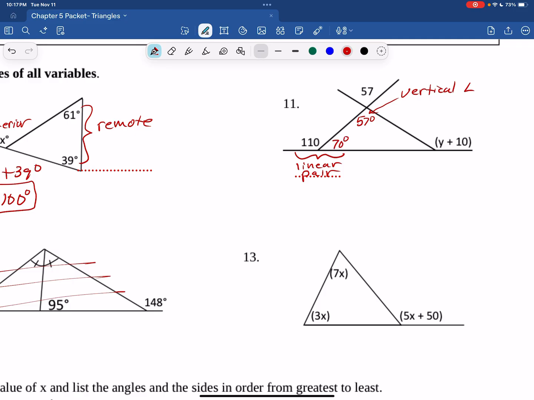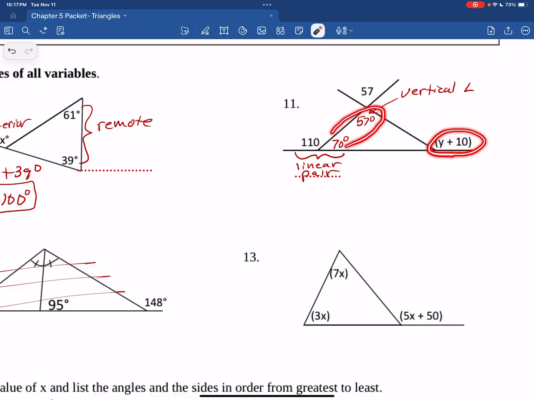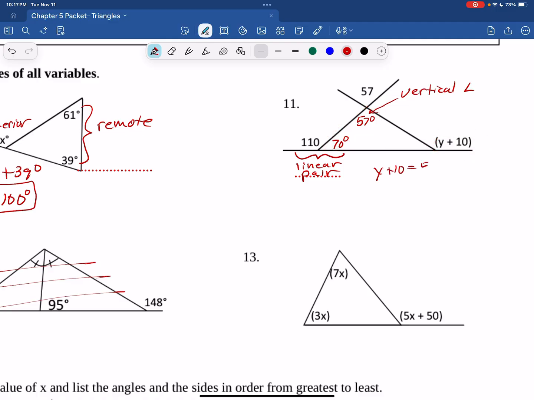So now I can write my equation. Here's the exterior, here's the two remote interior, so I know y plus 10 is equal to 57 degrees plus 70. So y plus 10 is equal to 127 degrees. So I'm going to subtract 10 from both sides. So it turns out that y is equal to 117 degrees.